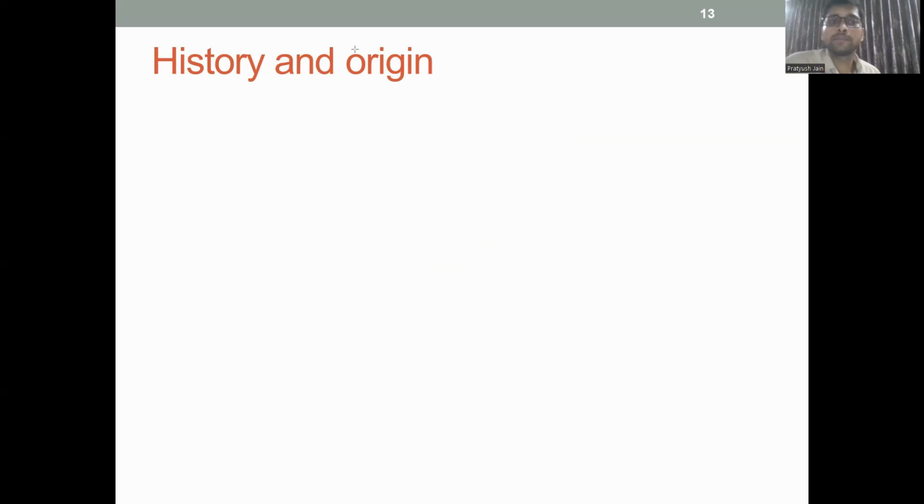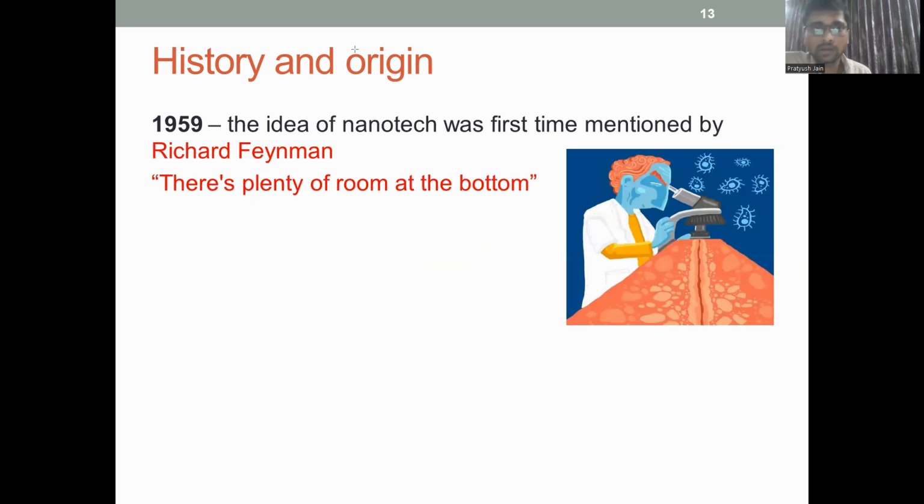Let us now understand in brief about the history and origin of nanotechnology. The first time the idea of nanotech was mentioned was in 1959 by a scientist, Richard Feynman. He made a famous quote that there is plenty of room at the bottom. What he meant by that was there is plenty of potential, or plenty of applications at the nano level. What he meant by room was applications, and by bottom was nano scale or nano level.